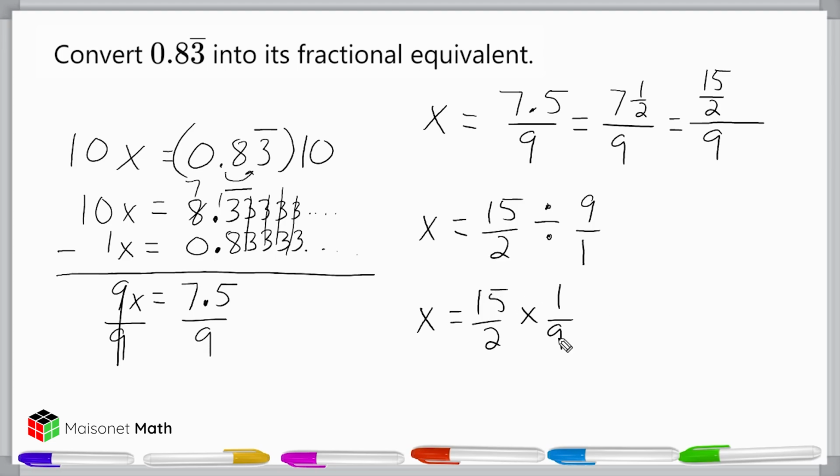So 15 and 9 have a common factor of 3. So I'm going to simplify that by a factor of 3, which turns this 9 into a 3 and this 15 into a 5. And that leaves us with 5 times 1 at the top and 2 times 3 at the bottom. And we finally have our fraction, which is 5 over 6.